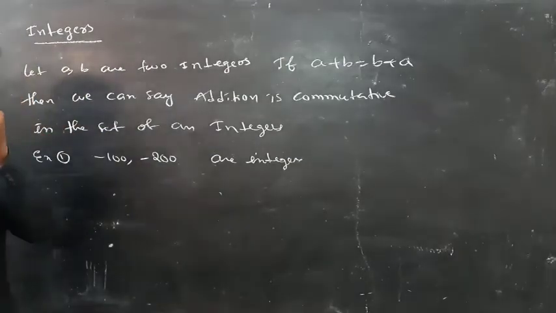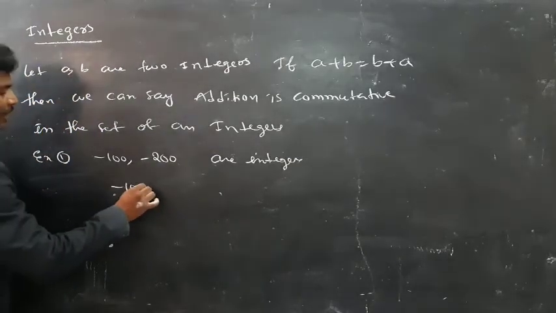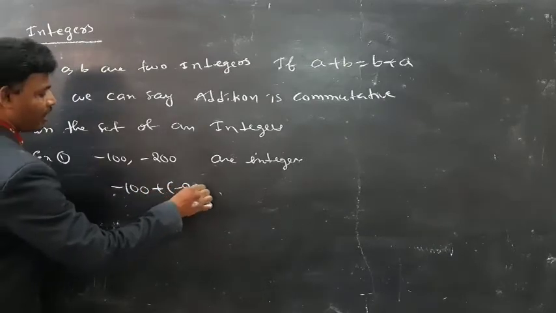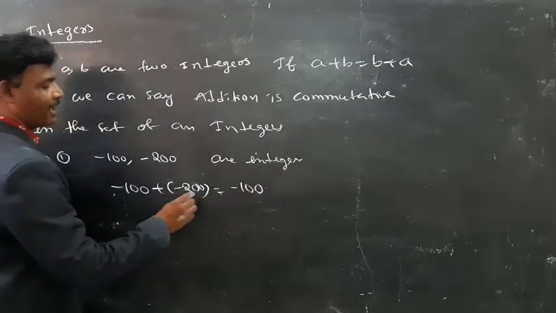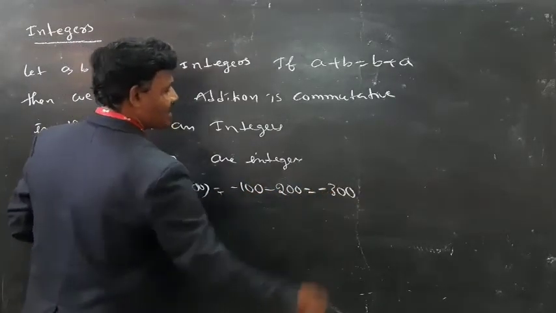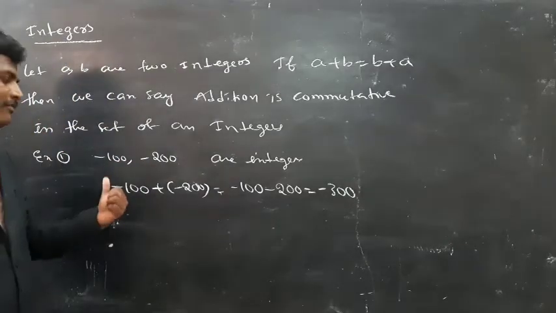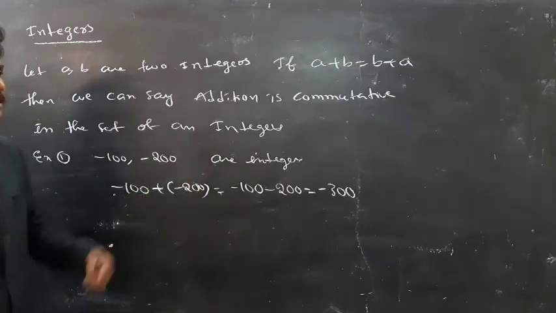Minus 100, minus 200 are integers. Then what is the result of minus 100 plus minus 200? It is equal to minus 100 plus minus 200, which is equal to minus 300. So the result of minus 100 plus minus 200 is minus 300.